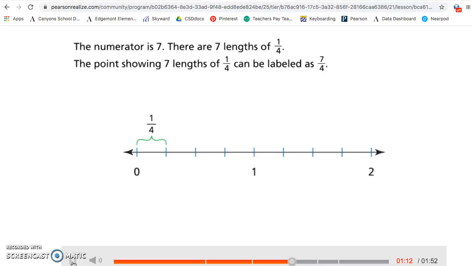The numerator is 7. There are 7 lengths of 1/4. The point showing 7 lengths of 1/4 can be labeled as 7/4.